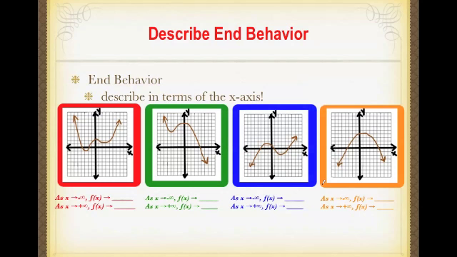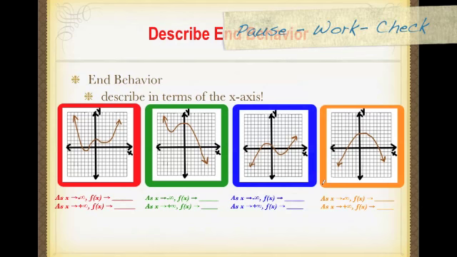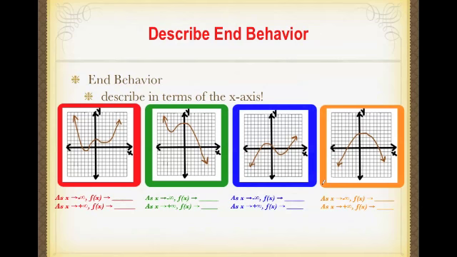Okay, here is another example for you to try. So pause the video, try the work, and then check it. You can see that in the first one they're going up, up, and so that would be positive infinity, and notice I have two answers with positive infinity. This one is an up and a down, so it's a positive and a negative. This one is down, up, negative, positive, down, down, negative, negative.